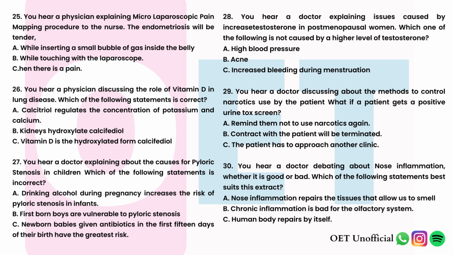Mainly, firstborn male babies are vulnerable to pyloric stenosis. Smoking or intake of tobacco during pregnancy doubles the chance of pyloric stenosis in infants. Bottle feeding is also another cause for developing pyloric stenosis. According to findings, infants given antibiotics in the first 15 days of their birth have the greatest risk.